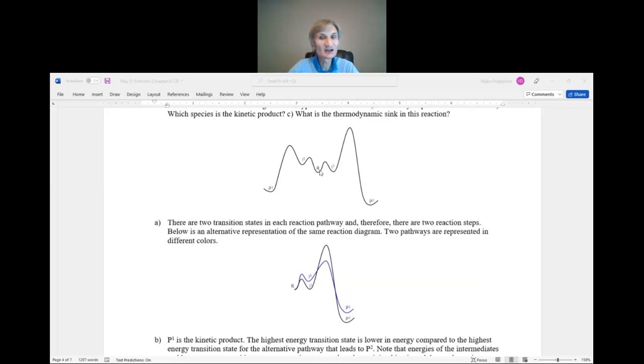Conversely, long reaction time and high temperature, high enough so that reactants have enough energy to overcome the high energy transition state, and long reaction times so that there is enough time for equilibration so that everything can accumulate at P2, favor the thermodynamic product.